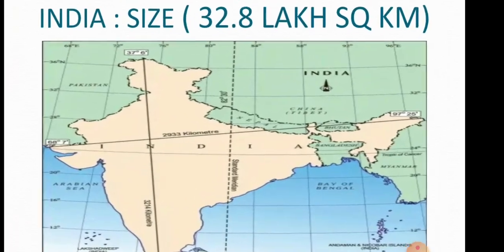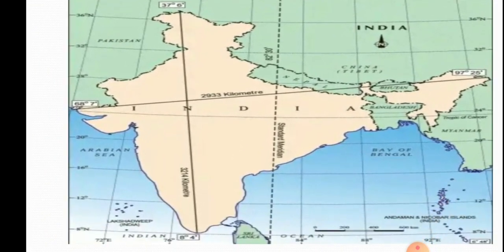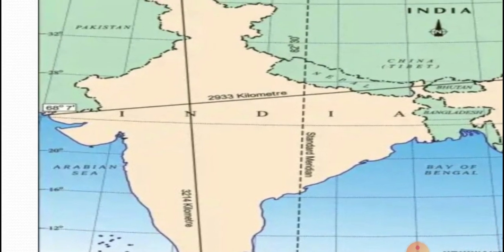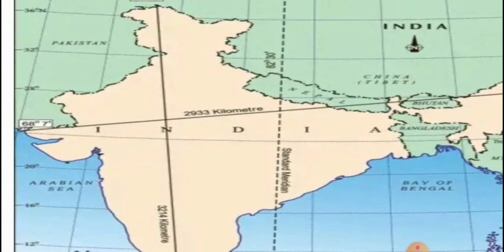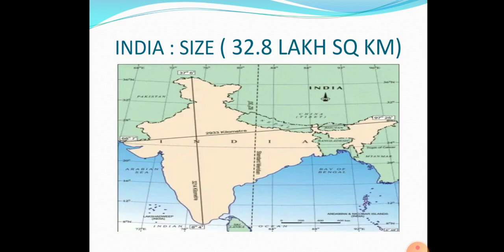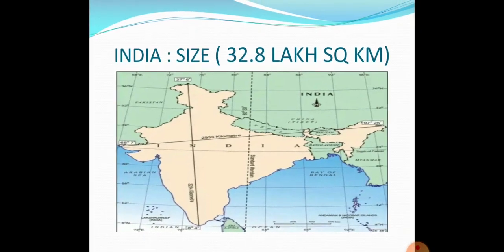India's size now. You can see over here the north south distance is 3,214 kilometers, and the east west distance is 2,933 kilometers, and that covers 32.8 lakh square kilometers. So India is a huge country, geographically also, and you know the population is, we are the second largest.